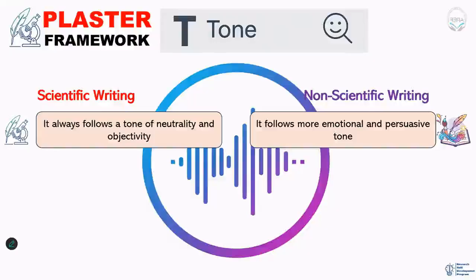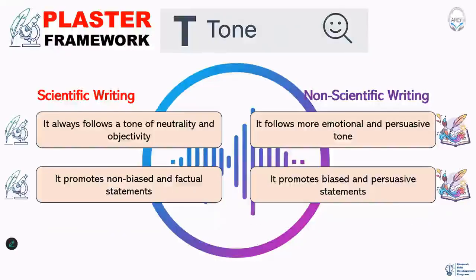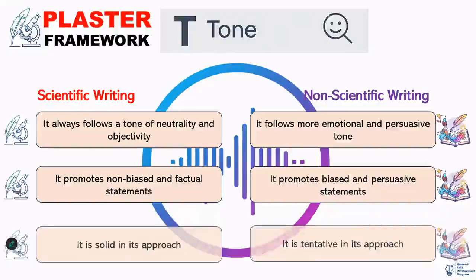You cannot say that in scientific writing you are showing a little bit of bias toward certain results, because if numbers are there, facts and figures are there, if objectivity is there, there is no question of bias. Then it promotes non-biased and factual statements all the time. So all the tones are based on neutrality, but it is always biased in non-scientific writing.